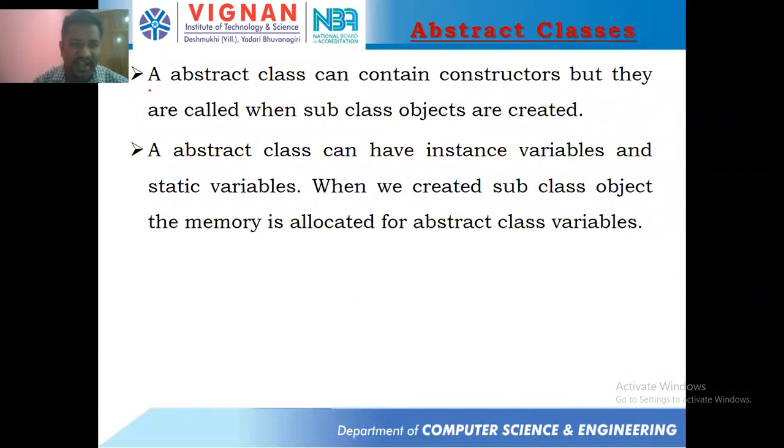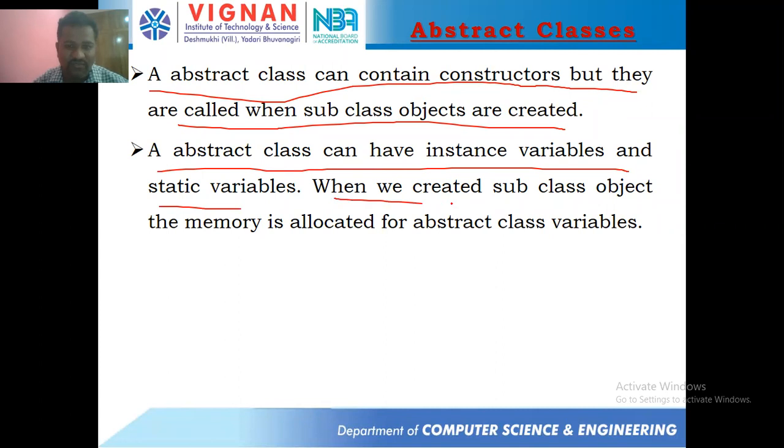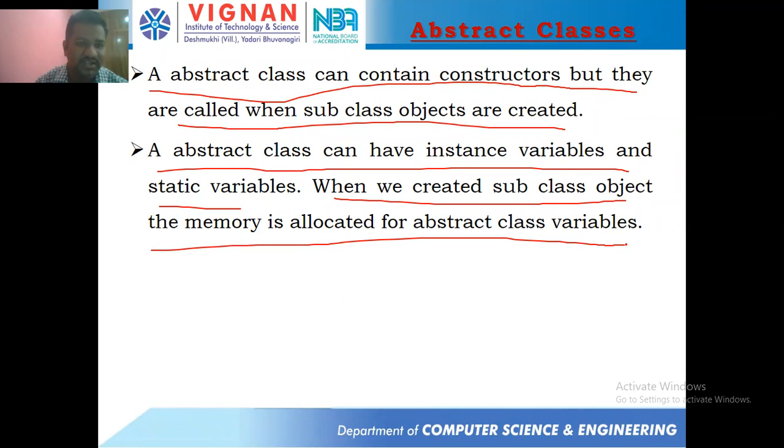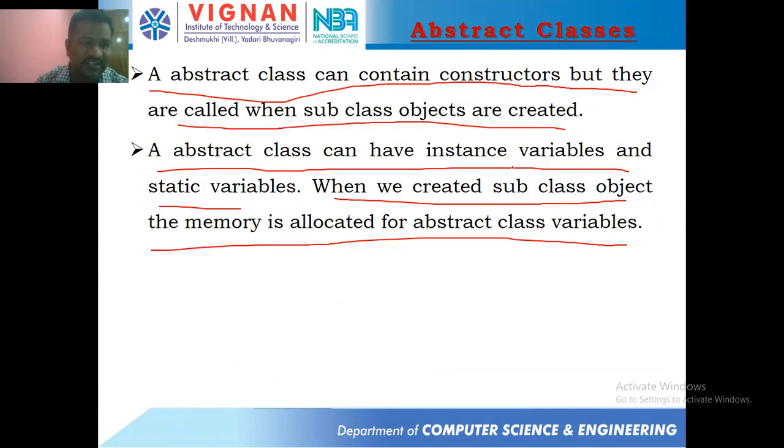Next thing is, an abstract class can contain constructors, but they are called when subclass objects are created. An abstract class can have instance variables and static variables. When we create a subclass object, then memory is allocated for abstract class variables. For the static variables, as soon as the class is loaded, then only the memory will be allocated. But for instance variables, the memory will be allocated as soon as we create a subclass object.